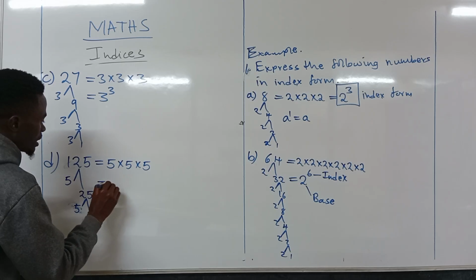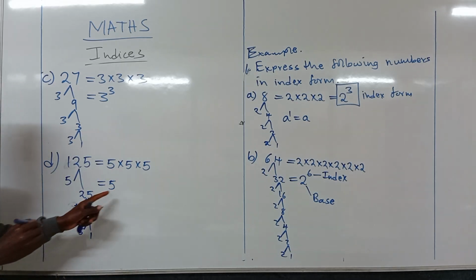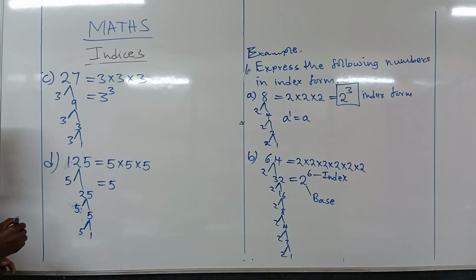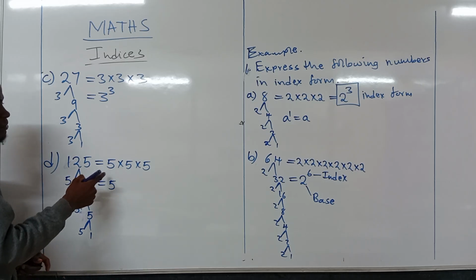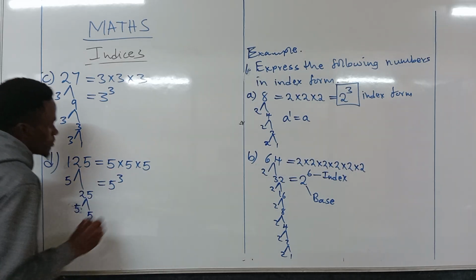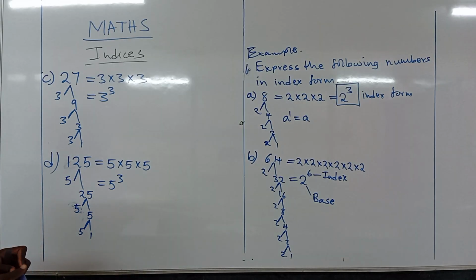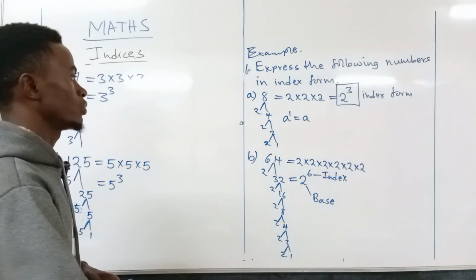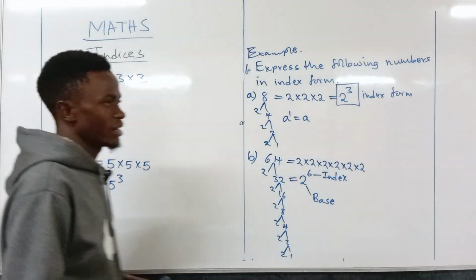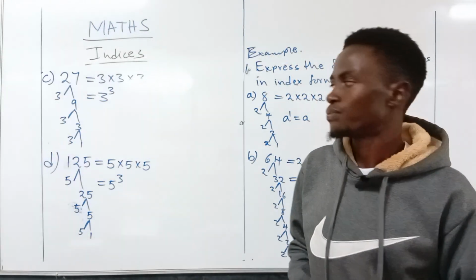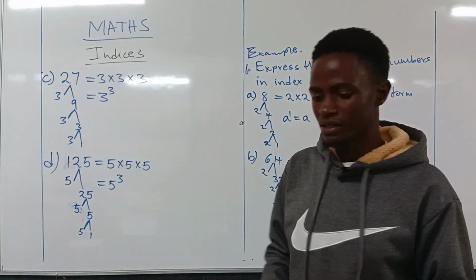So the number repeated is 5. So 5 becomes our base. How many times has our number been repeated? The number has repeated 1, 2, 3. So 3 becomes our index. So by that, you are able to know how different numbers can be expressed in index form.